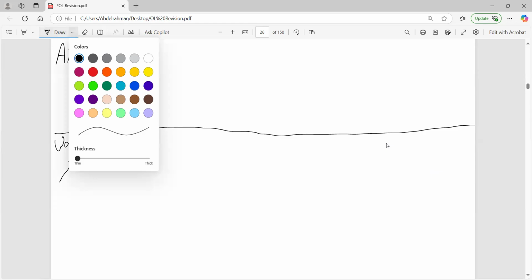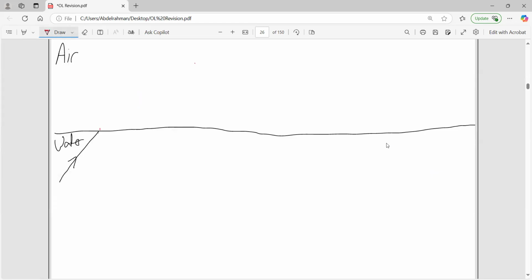Let me draw a long boundary. First of all, the light is moving from the water; we have the water, and it's moving to the air. For example, initially the light had an angle of incidence. This is the light as it's moving, and then you have the normal line.